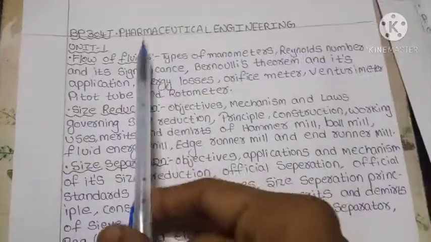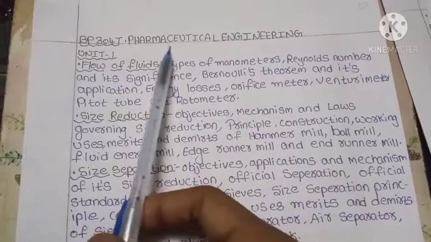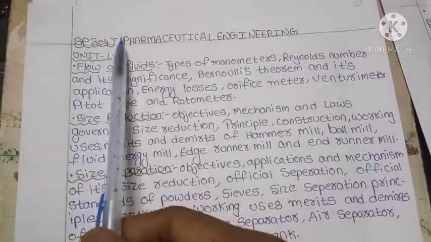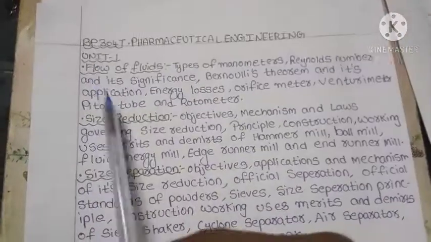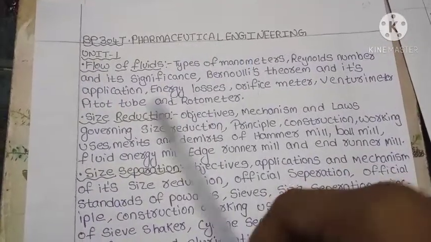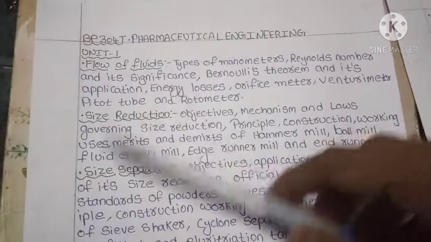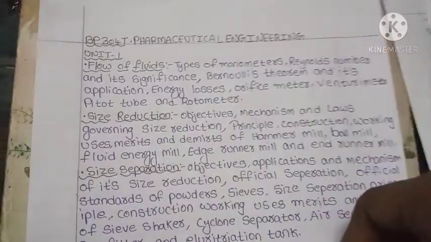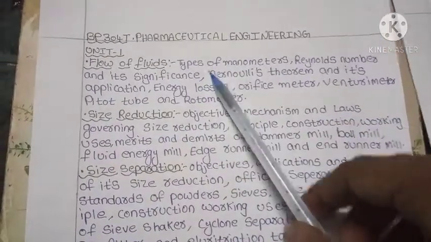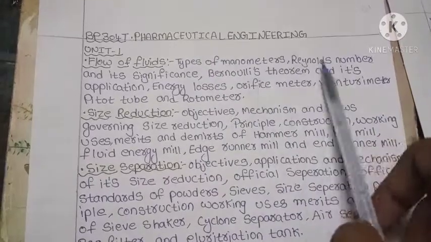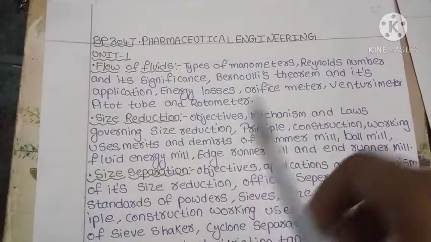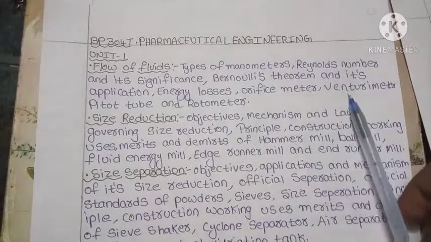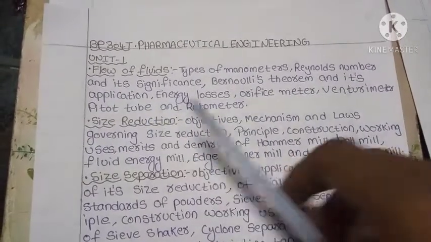Next, pharmaceutical engineering is a large subject, that is BP304T. Under that, in unit 1, we need to learn flow of fluids. Unit 1 is divided into 3 topics: flow of fluids, size reduction, and size separation. In flow of fluids, we need to learn the types of manometers, Reynolds number and its significance, Bernoulli's theorem and its applications, energy losses, orifice meter, Venturi meter, Pitot tube and rotameter.